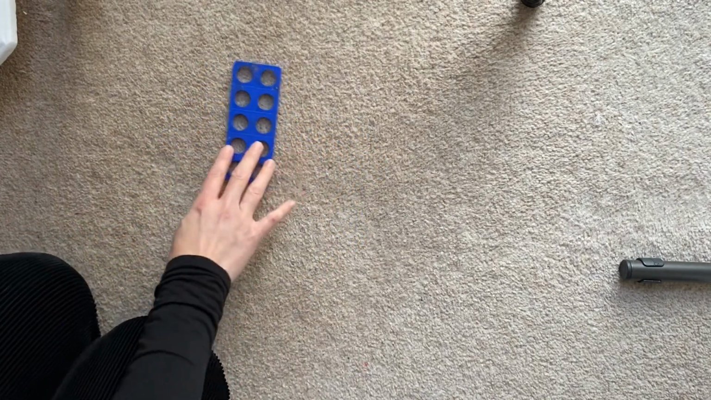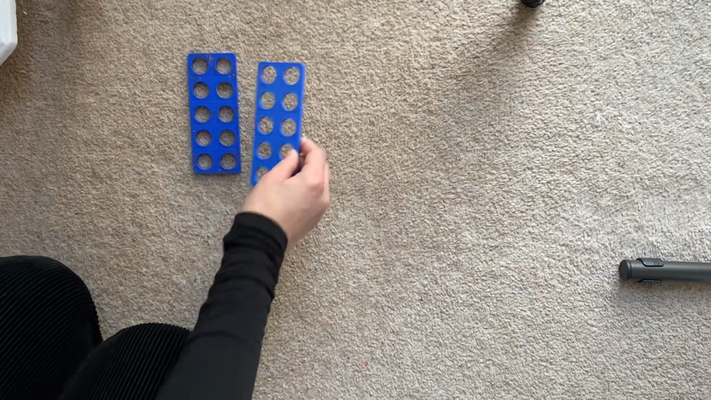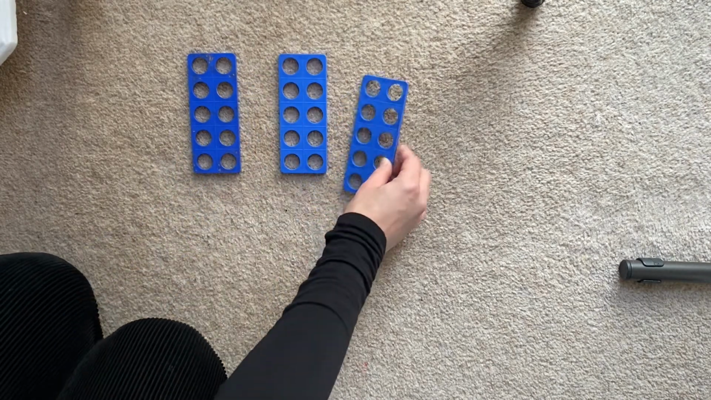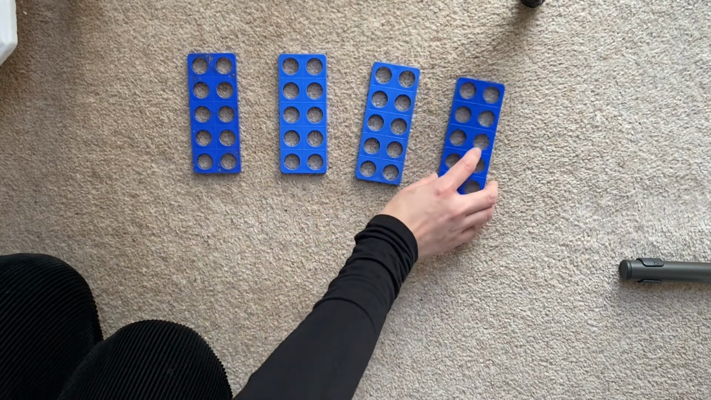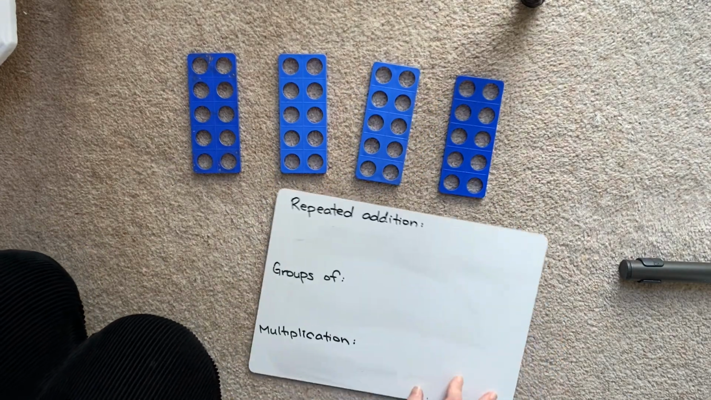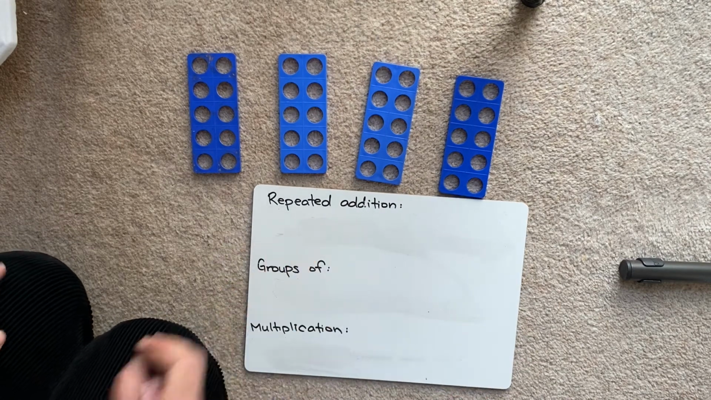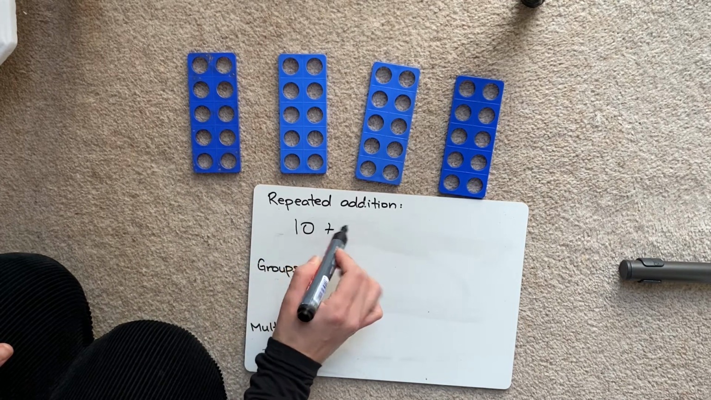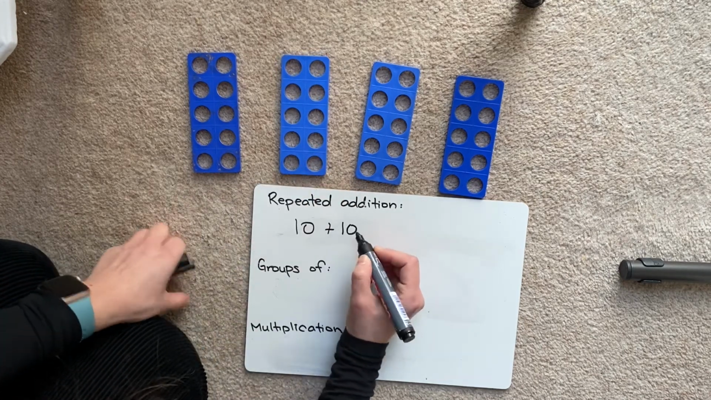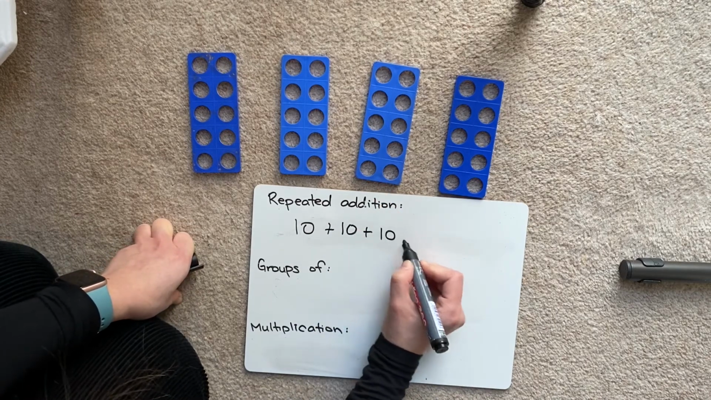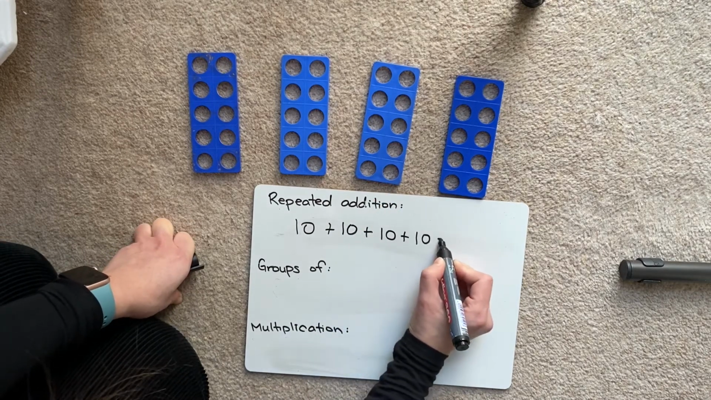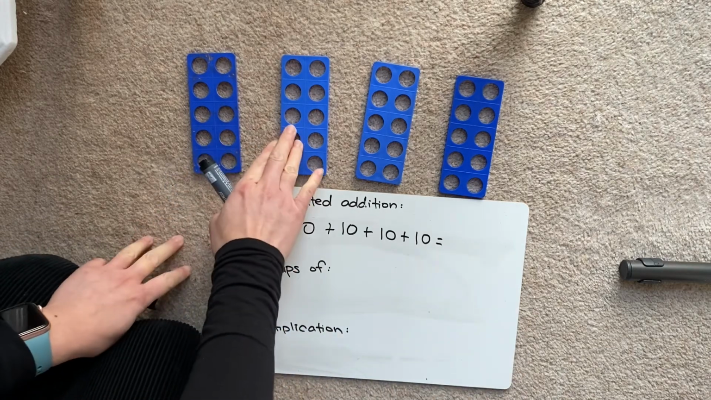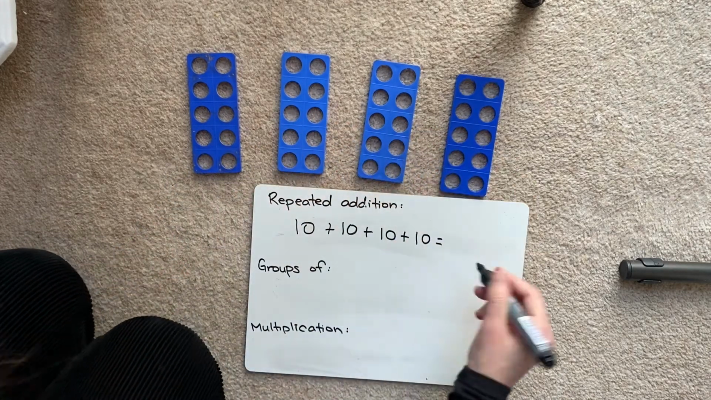For our third example, we are going to use tens pneumicons. So this is one group of 10. Here's another 10, another 10, and another 10. So our repeated addition number sentence is going to be 10 plus 10 plus 10 plus 10 equals 10, 20, 30, 40.